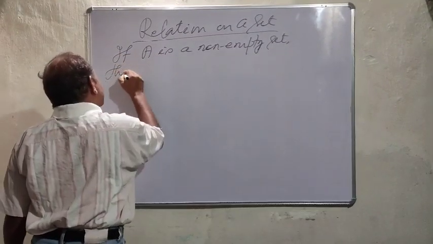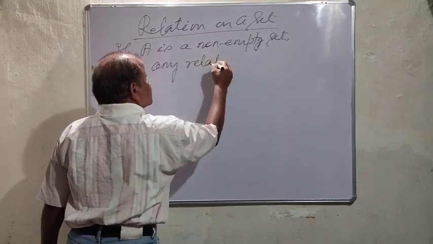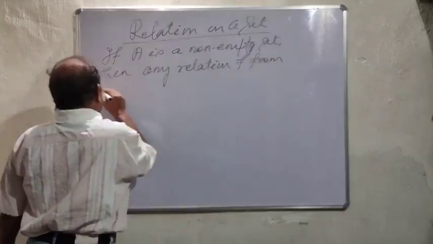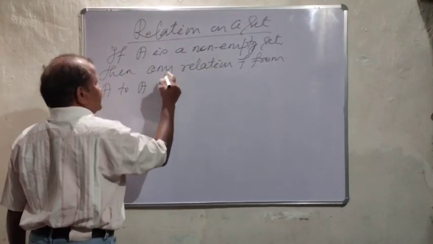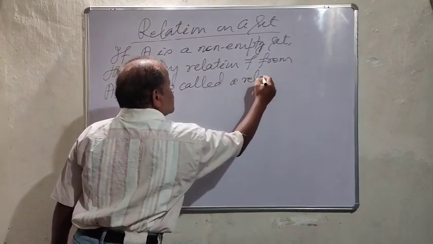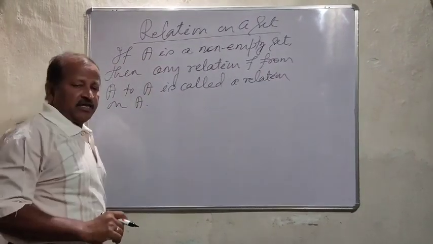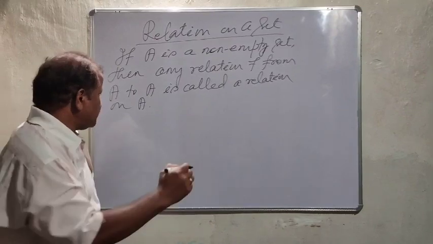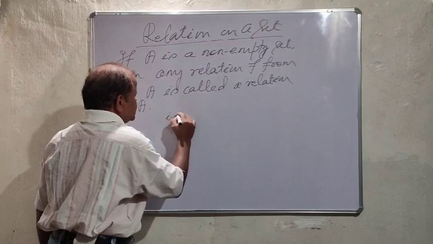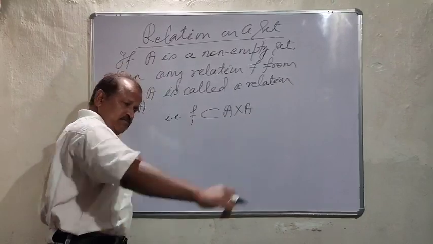then any relation F from A to A is called a relation on A. It is called a relation on A. That means F is a subset of A Cartesian product A.